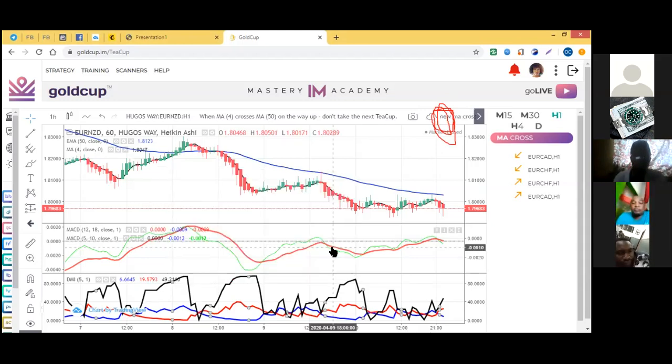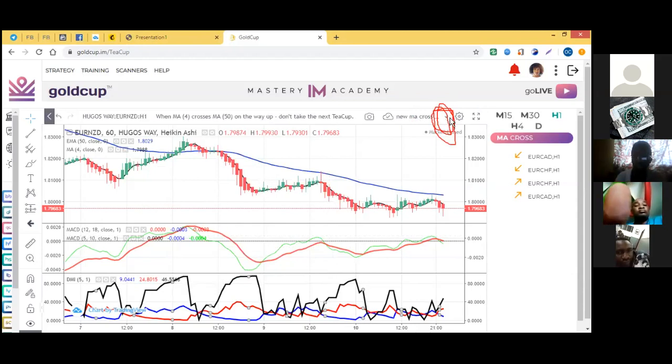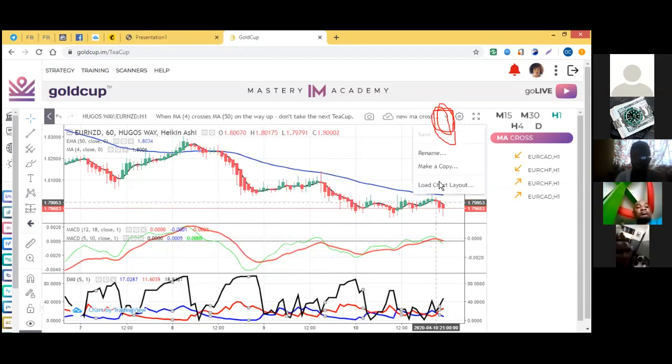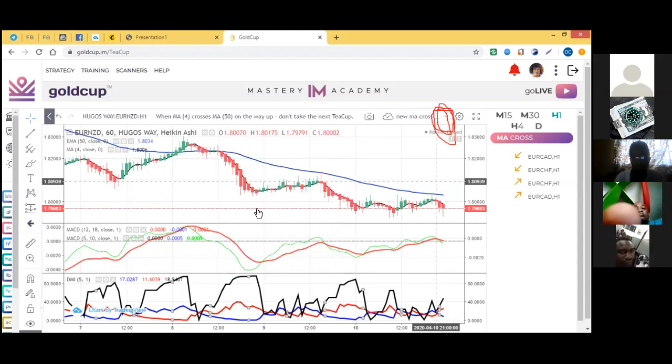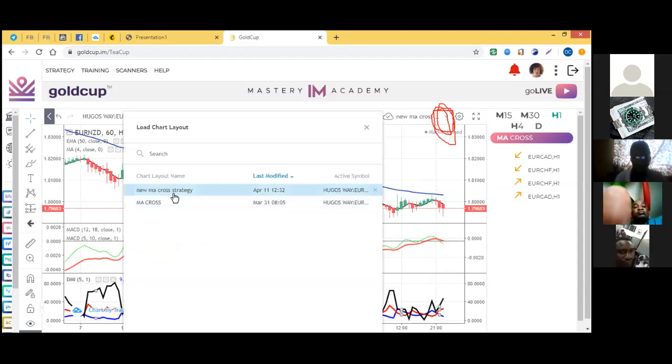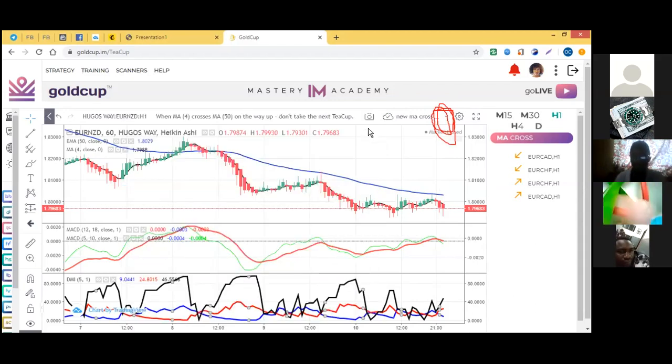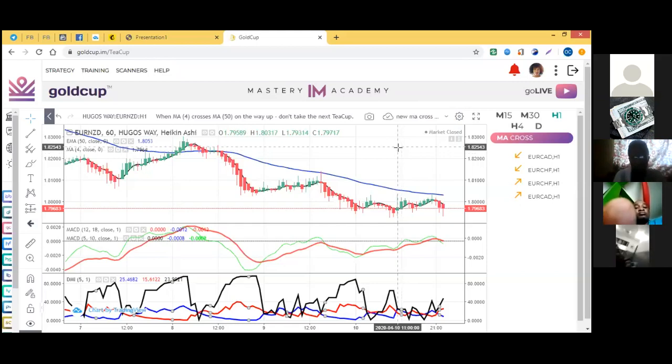So for any reason, if the scanner refreshes itself, you can go back to what you've saved. Just click on the little arrow, and it would show you load chart layout. And then you can see the one I just saved now. This is the old one. This is the one I just saved now. And then you load it, and that is that for how to put your indicators on your chart, all right? That is how to put the indicators on your chart.